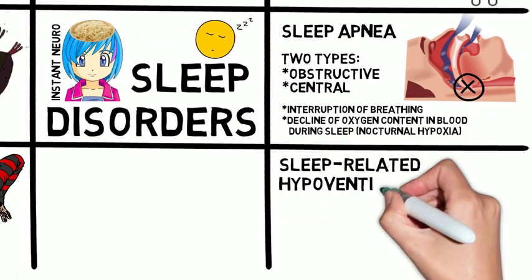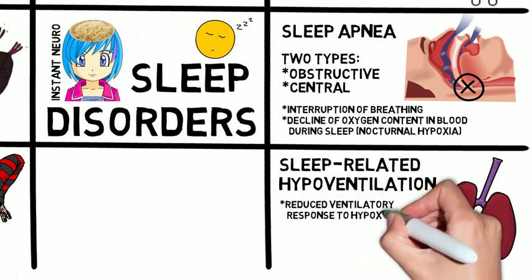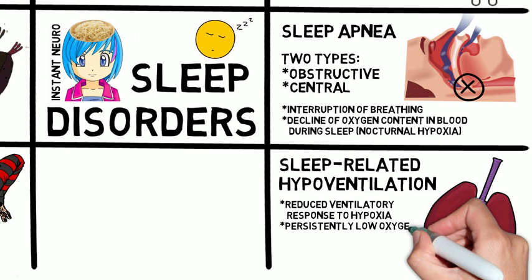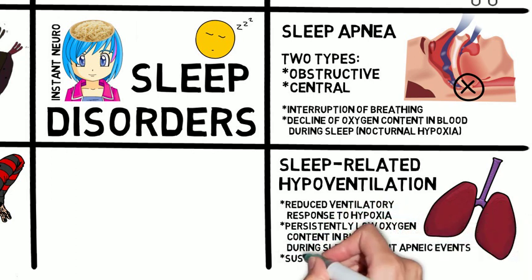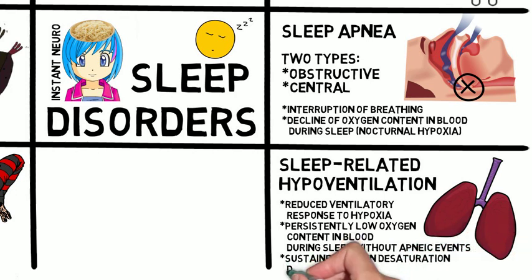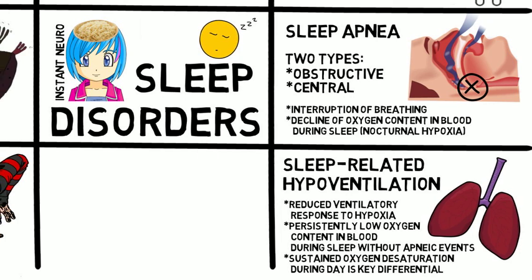Sleep-related hyperventilation is associated with reduced ventilatory response to hypoxia. This results in persistently low oxygen content in blood during sleep in the absence of apneic events. Sustained blood oxygen desaturation during the day is key for the differential of sleep-related hyperventilation from sleep apnea.